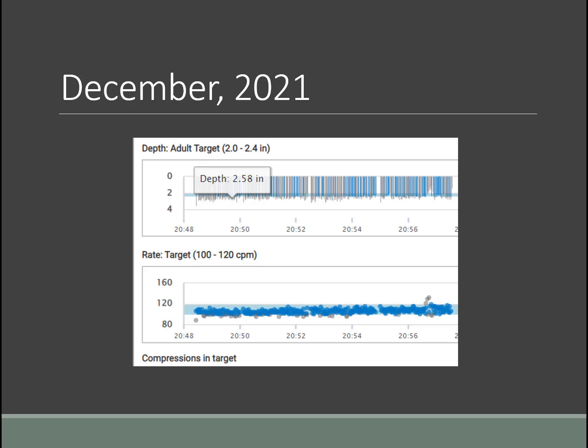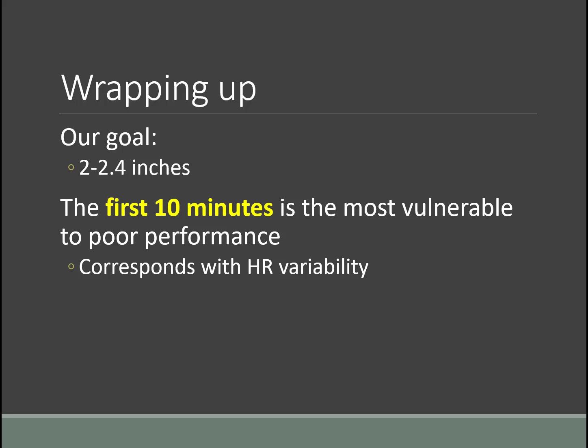So keep in mind that our goal, simply put, is to get a good ejection from the heart by compressing between 2 and 2.25 inches. And as I mentioned, the first 10 minutes is the most vulnerable period for our performance. And in most cases I've looked at, you can almost see if we're compliant in our heart rate, compliant in recoil, and compliant in our compression depth.